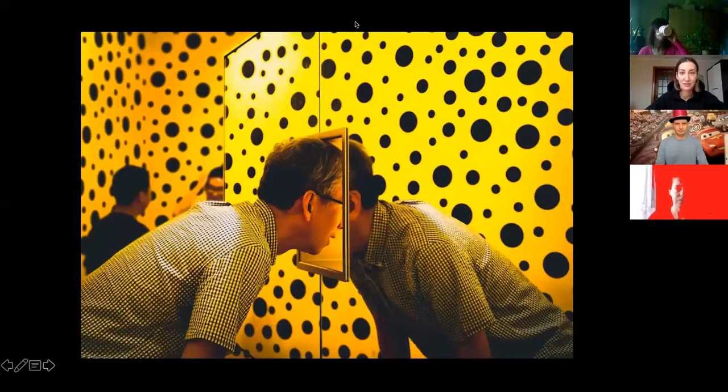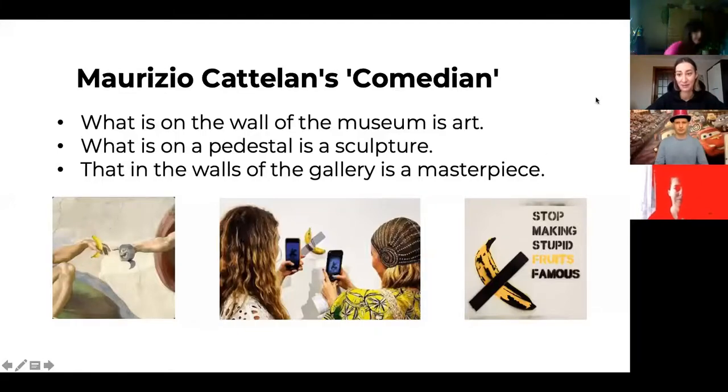But if you are curious enough, I asked if it is art, the banana. And the short answer, yes. In 2019, it was exhibited at Art Basel in Miami Beach, and it was sold for $120,000, because everything on the wall of the gallery is a masterpiece.